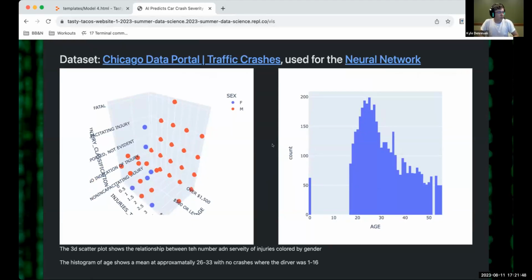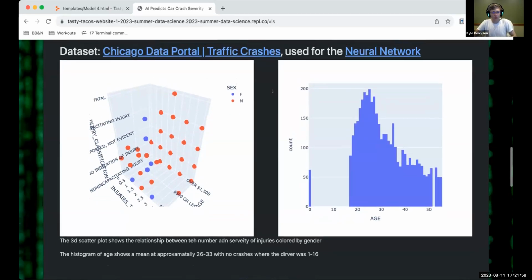So these two visualizations are from the Chicago datasets. I merged them all together based on crash ID. The first visualization on the left, the 3D scatter plot, shows the relationship between the fatality of a crash, the damage the crash caused, and the number of total fatalities. And from this, we can see that males tend to cause more damage and also die. The visualization on the right shows the histogram of the ages, and we can see that the mean is around 30.